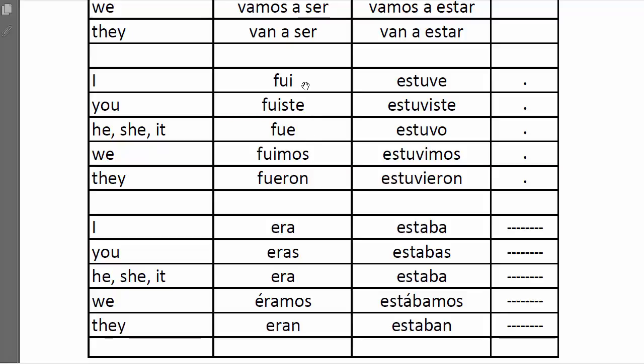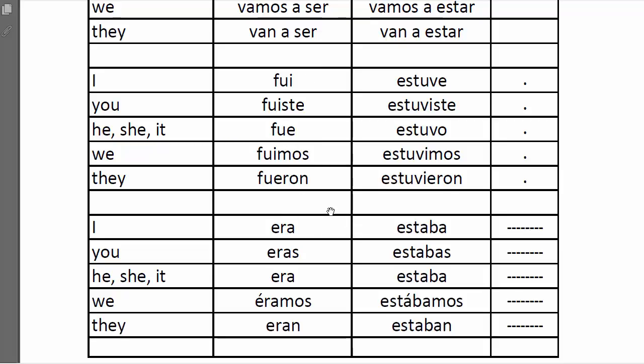So fui means I went, but it also means I was. Fuiste means you were, but also you went. Fue, fuimos, and so on. So it actually has 2 simultaneous meanings, which is very curious, and I have no idea why that is. There has to be some reason in the history of the Spanish language, but for now we're just going to take it as an accepted fact that this fui, fuiste, fue, fuimos, and fueron is the dot past for both ser and ir.